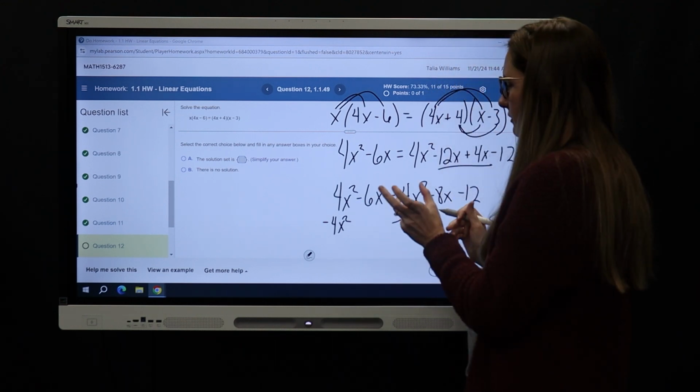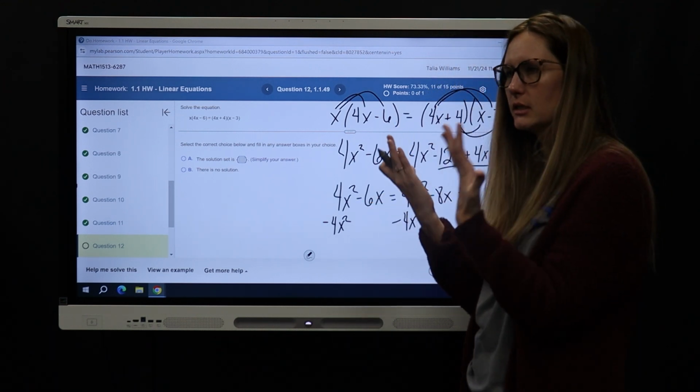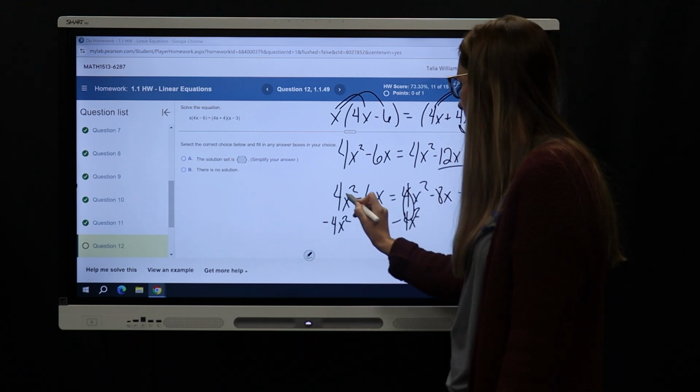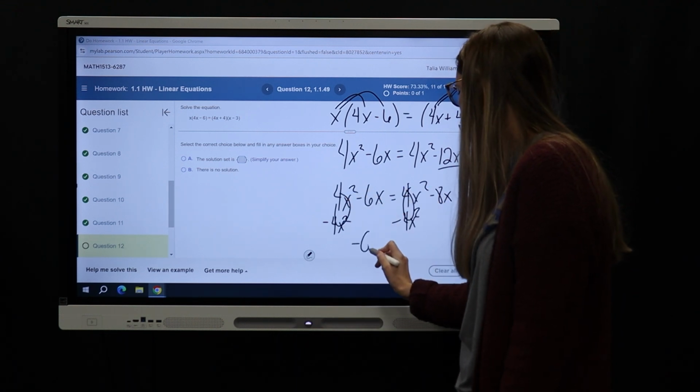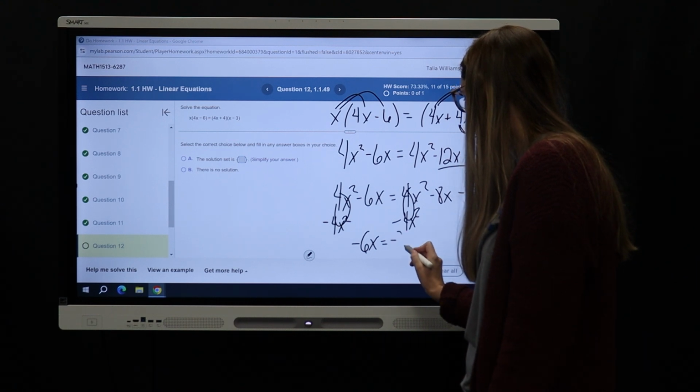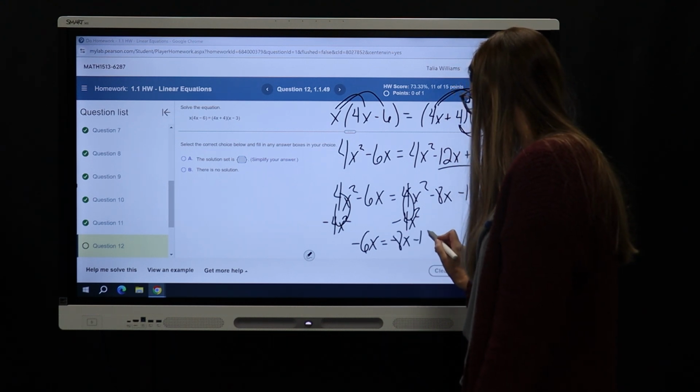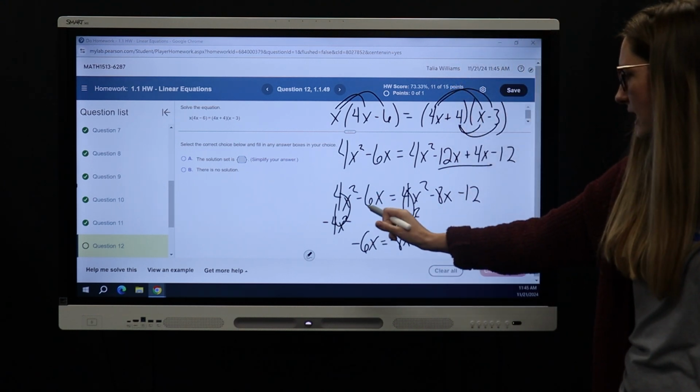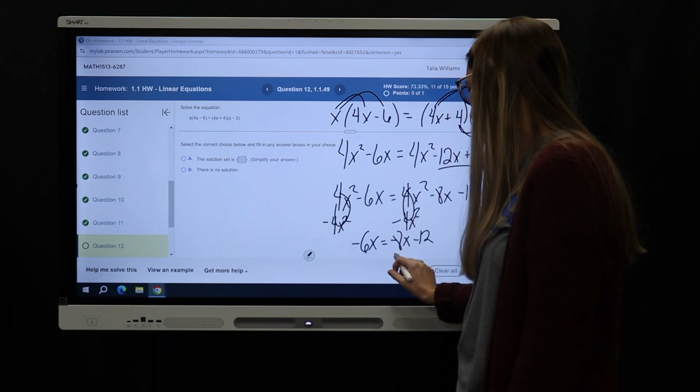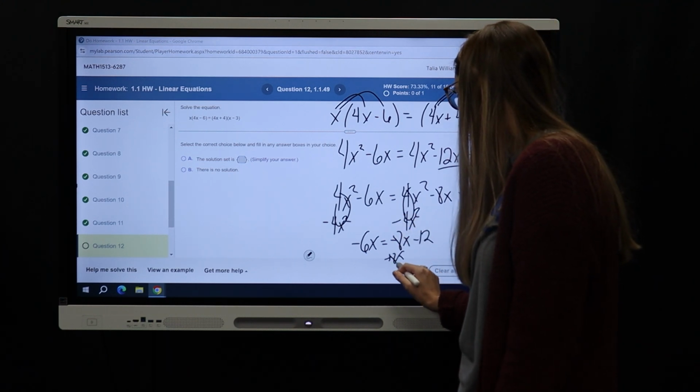And when I do that, the reason I didn't say which one's smaller, they're the same. So it's 0 on both sides. So I have negative 6x equals negative 8x subtract 12. Since I just have x over there and this one is the smaller one, I'm going to add my 8x.